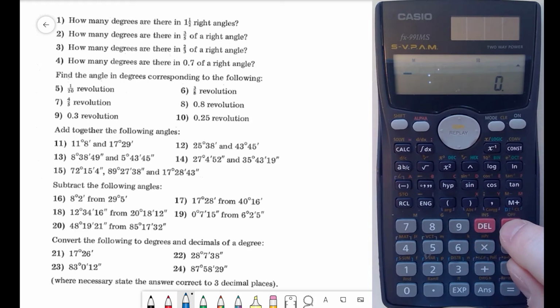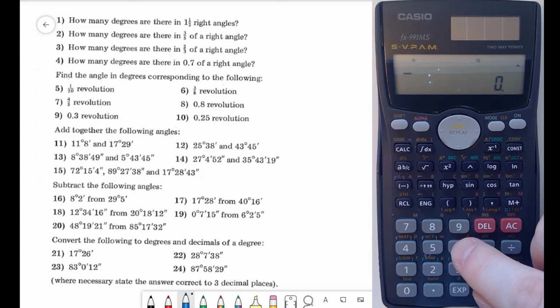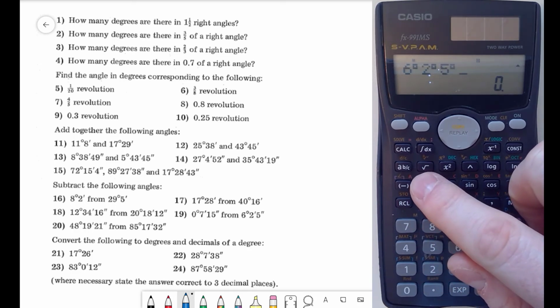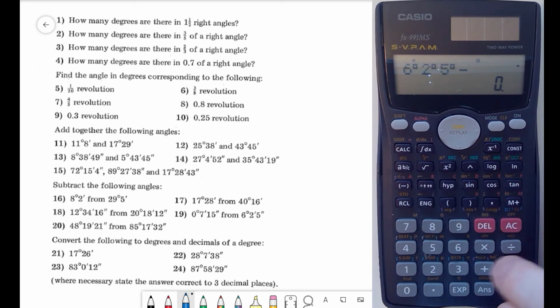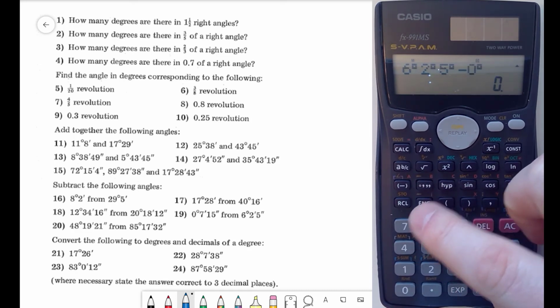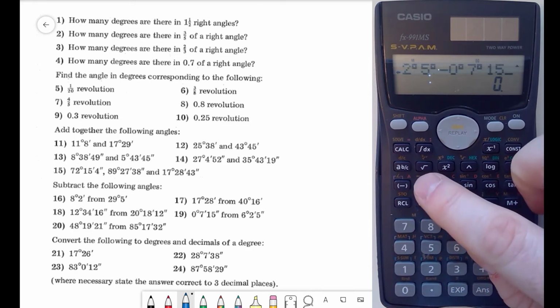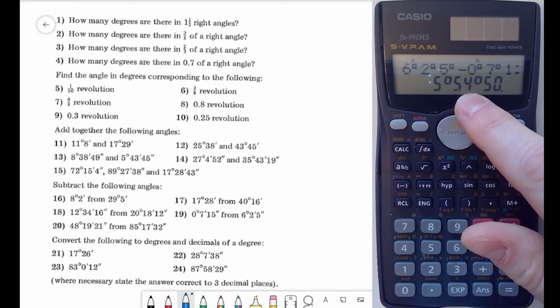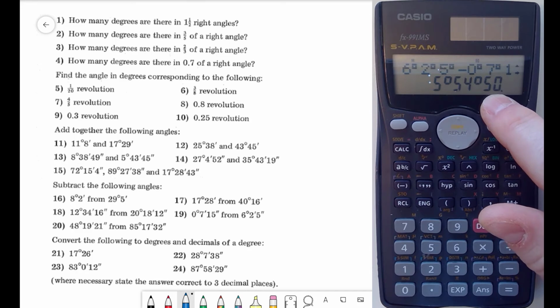Let's do number 19. We've got 6 degrees 2 minutes 5 seconds. And we're now subtracting 0 degrees 7 minutes and 15 seconds. Equals. So there we go. Our answer to number 19 is 5 degrees 54 minutes and 50 seconds.